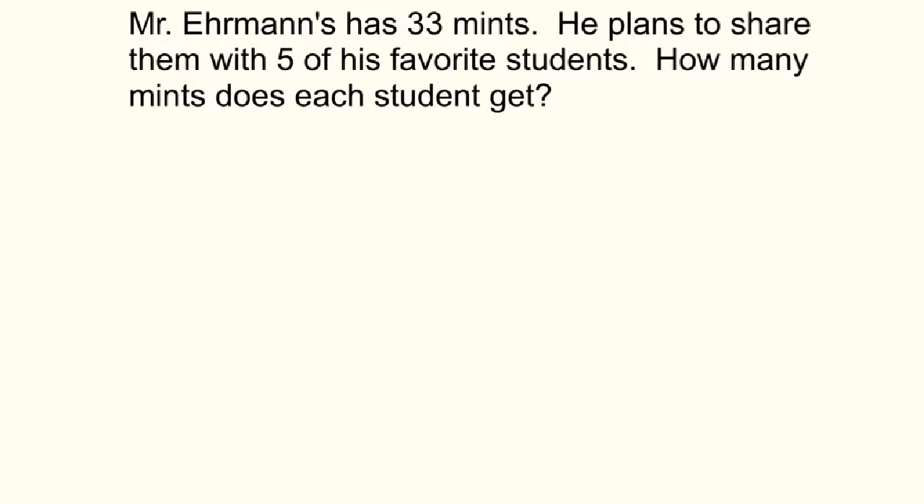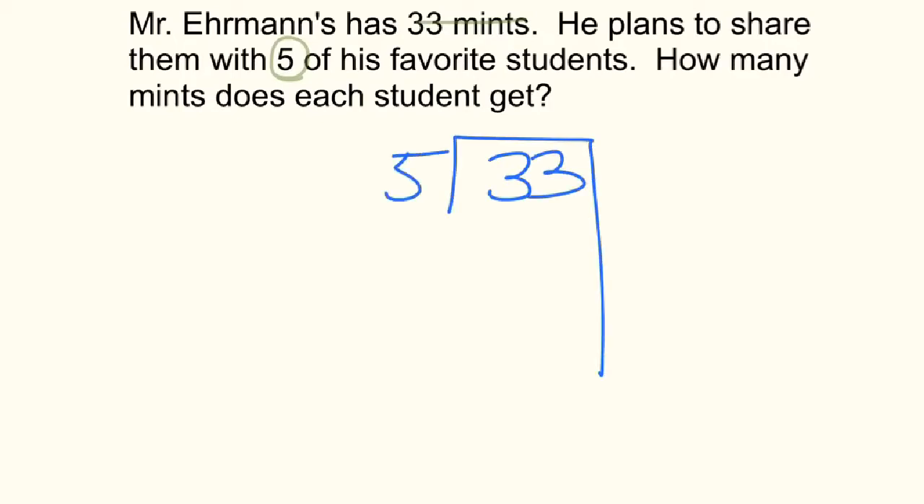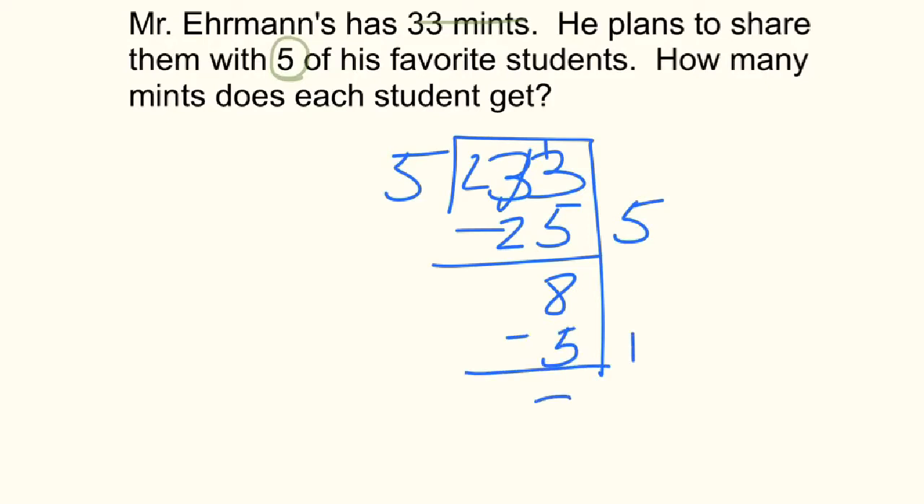To figure out how to share the mints, I can read this problem. Mr. Herman has 33 mints. He plans to share them with 5 of his favorite students. So, to solve, we are doing 33 divided by 5. I know that 5 times 5 is 25. When I subtract, I'm left with 8, which means I can take out one more 5 with a remainder of 3. So our answer is 6 3/5. Now for this problem, we need to again look at our choices.